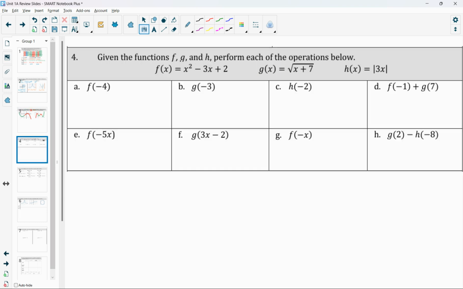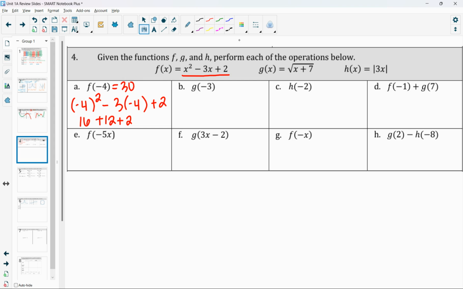Number 4, given these functions, perform the operations listed. So now you want to look at each function. We've got f, g, and h. Part A asks us for f of -4. So we're going to take this f function, and where I see x, I'm going to put a parenthesis and plug in that -4. So -4 squared is 16, -3 times -4 is +12, and then we have +2. So 16 plus 12 is 28, plus 2 is 30. So this equals 30.